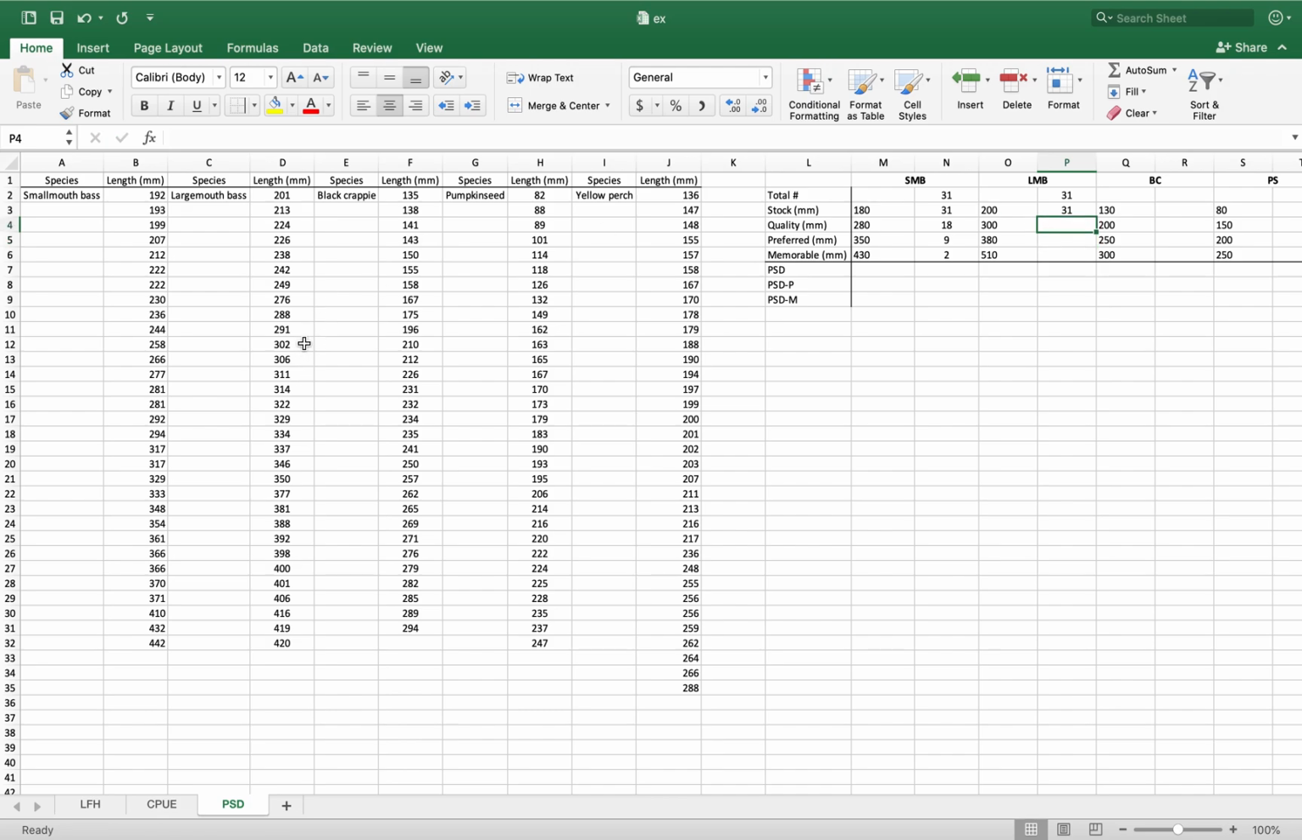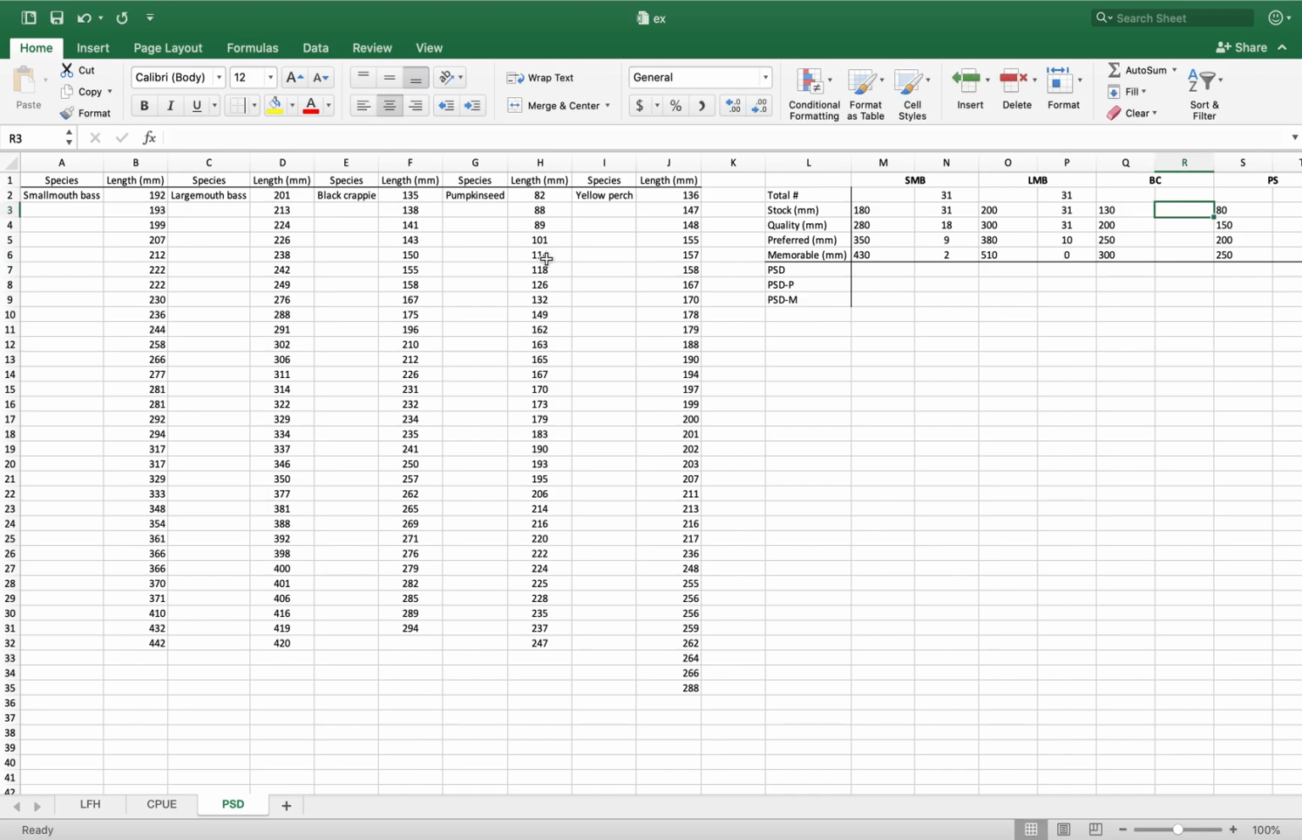Anything over 300. And that's going to be 21 of them. Anything over 380. 10. And we have nothing above 510. So we have no memorable fish there.